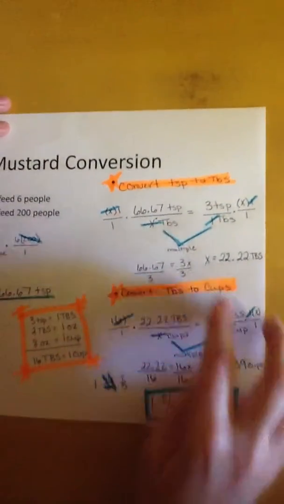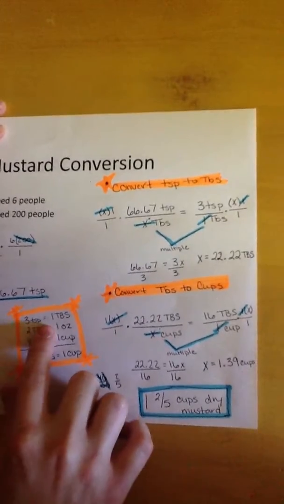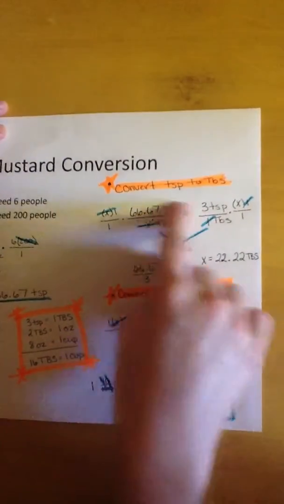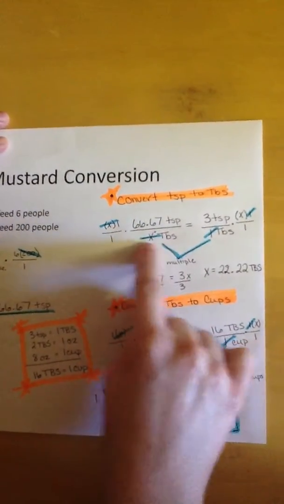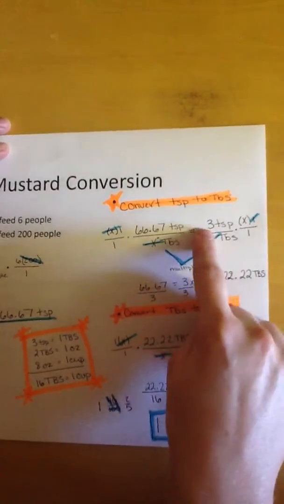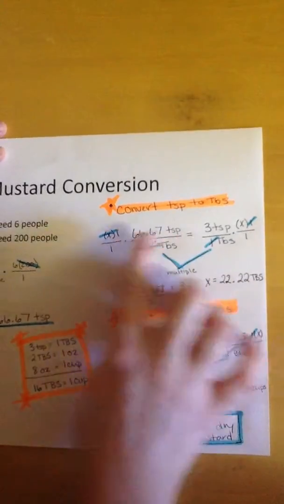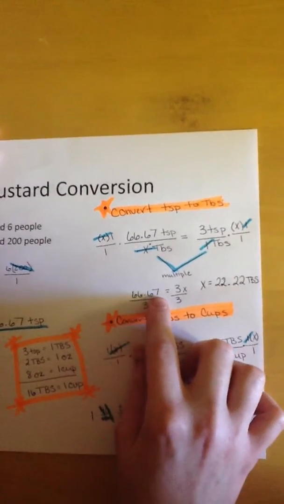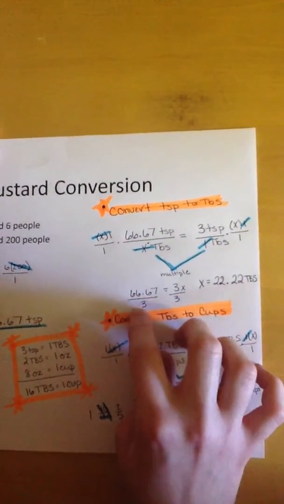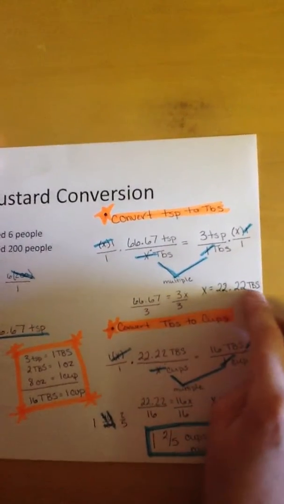So we don't want to leave the problem there. We want to convert the problem from teaspoons to tablespoons. So down here I have 3 teaspoons equals 1 tablespoon. So you're just going to set up another proportion, 66.67 teaspoons over we don't know how many tablespoons is equal to 3 teaspoons over 1 tablespoon. Multiply the denominators and then cancel out and multiply across, and you come out to 66.67 equals 3x. Divide each side by 3, and you're going to end up with 22.22 tablespoons.